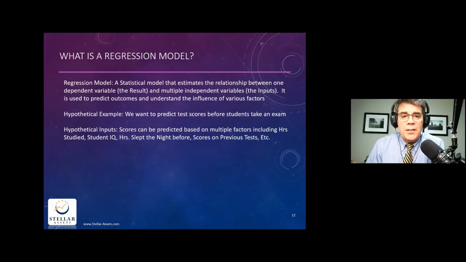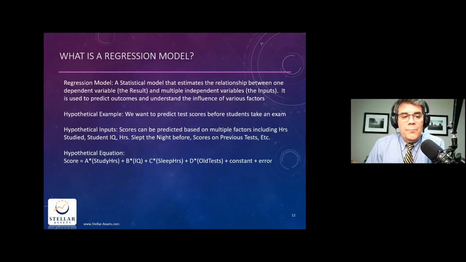We can hypothesize different inputs that might help us predict that outcome. They might include things such as number of hours that student studied, or that particular student's IQ, or the number of hours they slept the night before. How about scores on previous tests? There's going to be a range of factors that we can include in this model.